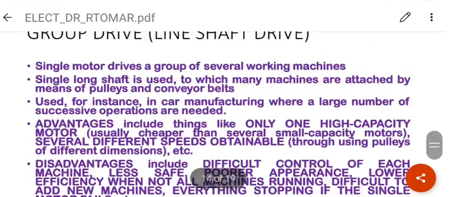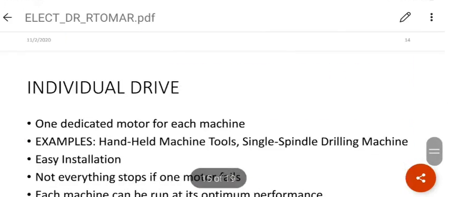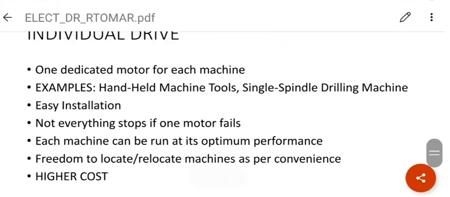So group drive has pros and cons. It is also known as line shaft drive. A big shaft runs through the factory, and from there several different speeds are derived. Individual drive, where you have one motor for each machine, it has its own appeal. It is more expensive in general, but it is more appealing from operational point of view.